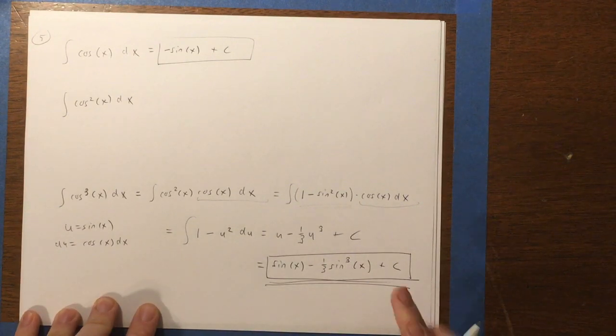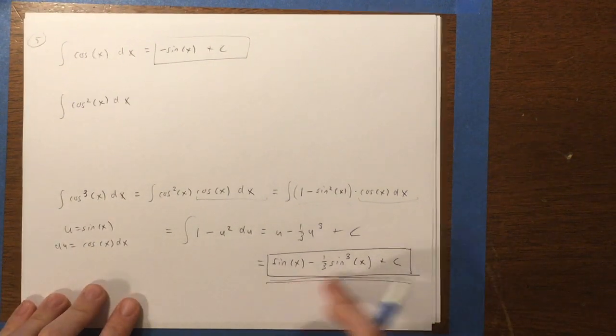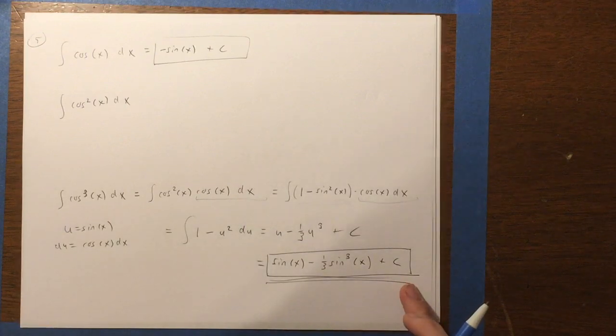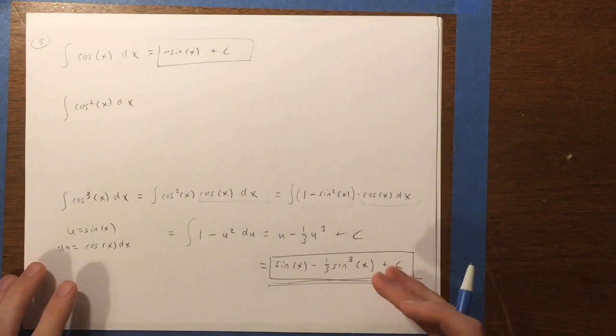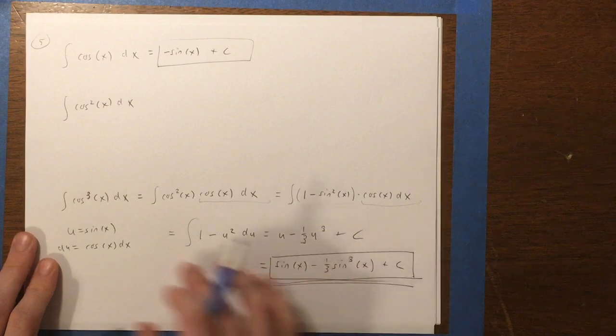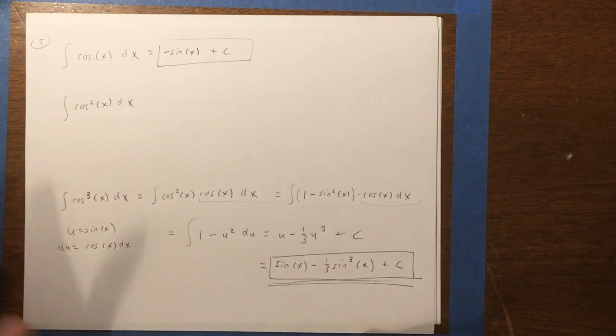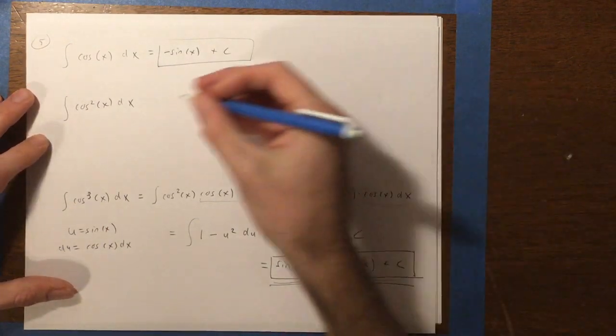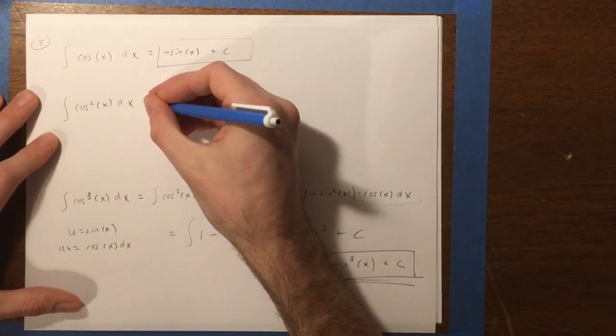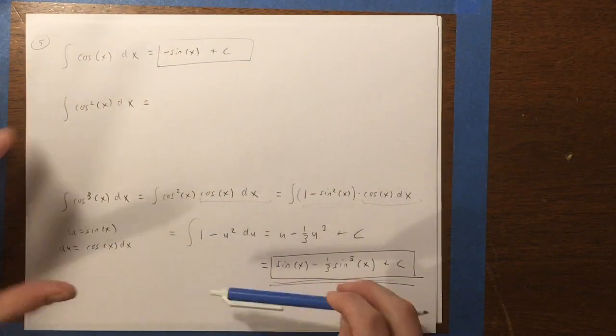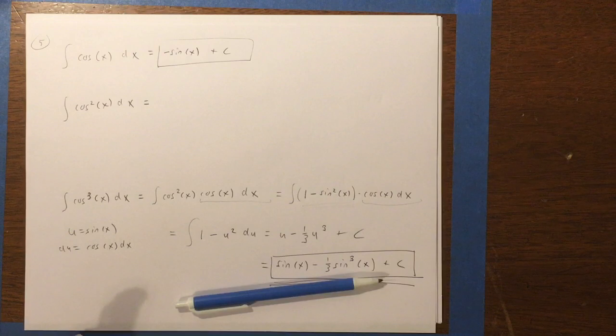All right, so you can check that again. As always, you could take a derivative of this, and what you'll get is something that should simplify via some trig identities again to cosine cubed. All right. Okay, so now the cosine squared is a little bit more difficult. We're still going to approach this using a trigonometric identity, but not the Pythagorean identity.